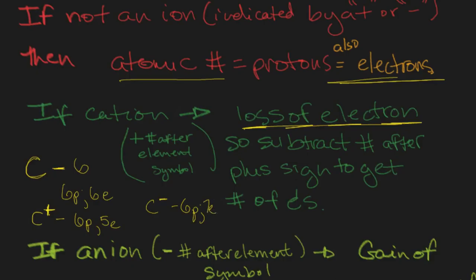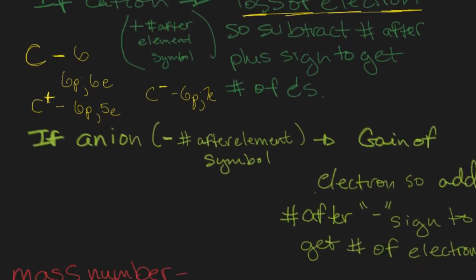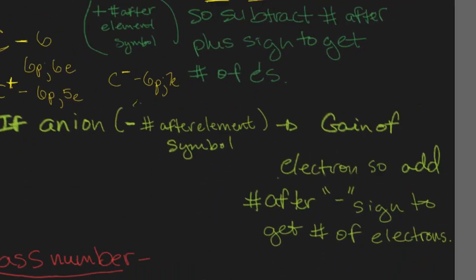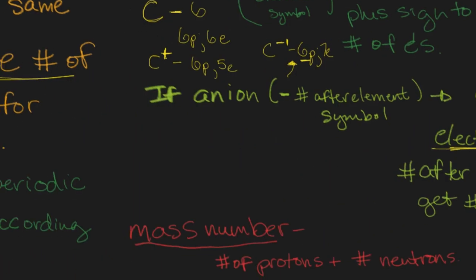Okay, so that's what the next part of this is leading to. So if it's an anion, like this example up here, what you do is you take the number that's after the minus sign, and if there's no number there, it's implied to be a 1. It could have easily been a -2. Then you would add whatever that is to your atomic number, because we're gaining electrons when we form an anion.